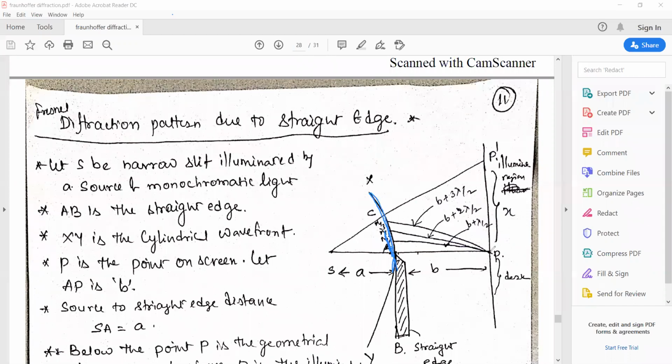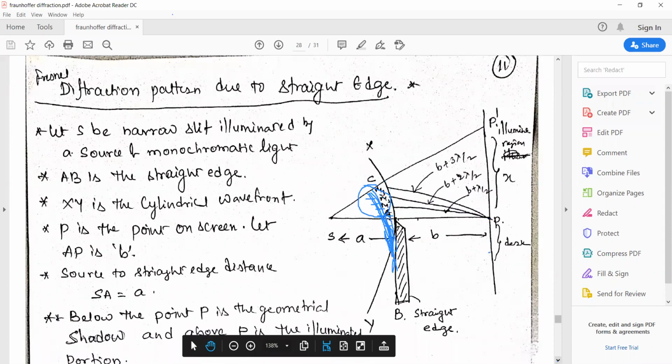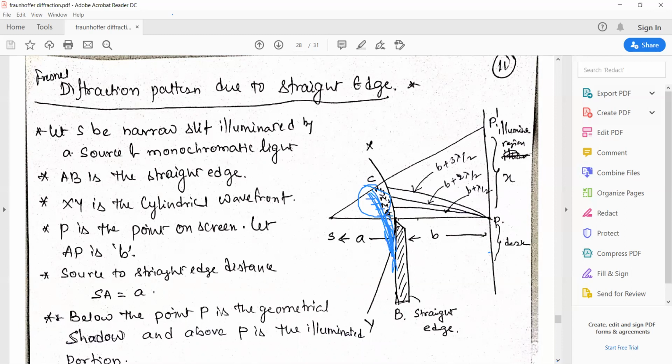If you see, there are two regions here. This wavefront is completely divided into a number of half period zones, like n half period zones. To find the amplitude, last class in Fresnel's half period zones, I told you that at any point P, if you want to find the amplitude due to Fresnel's half period zones, we have to consider odd half period zones as positive amplitude and even half period zones as negative amplitude.